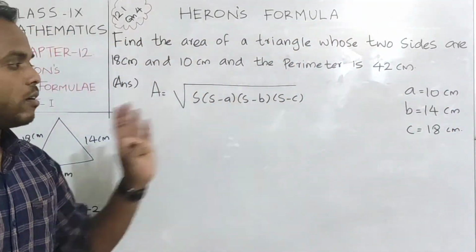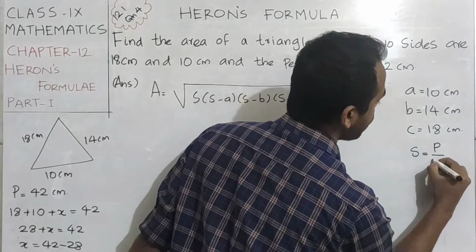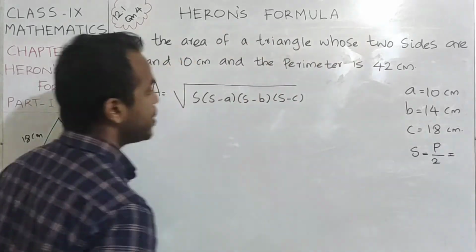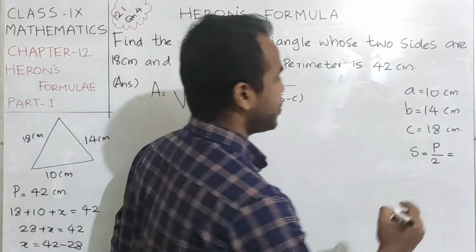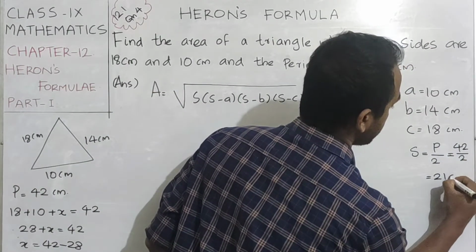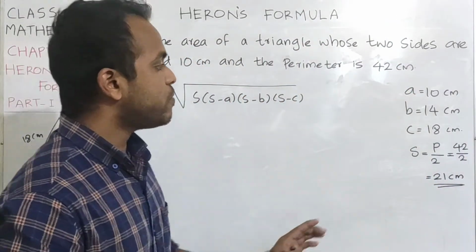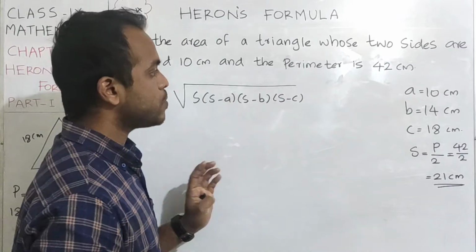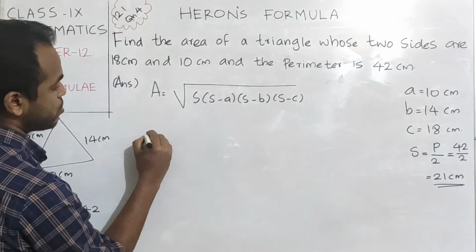Now we need to write the semi-perimeter. Semi-perimeter is half of the perimeter. And what is the perimeter? Perimeter we don't need to find, it's already given in the question. It is 42 centimeter. So that is 42 by 2, which is equal to 21 centimeter. This is the semi-perimeter. Now, I would recommend you to find s minus a, s minus b, s minus c now itself before getting into here, or you can do it from the inside also.